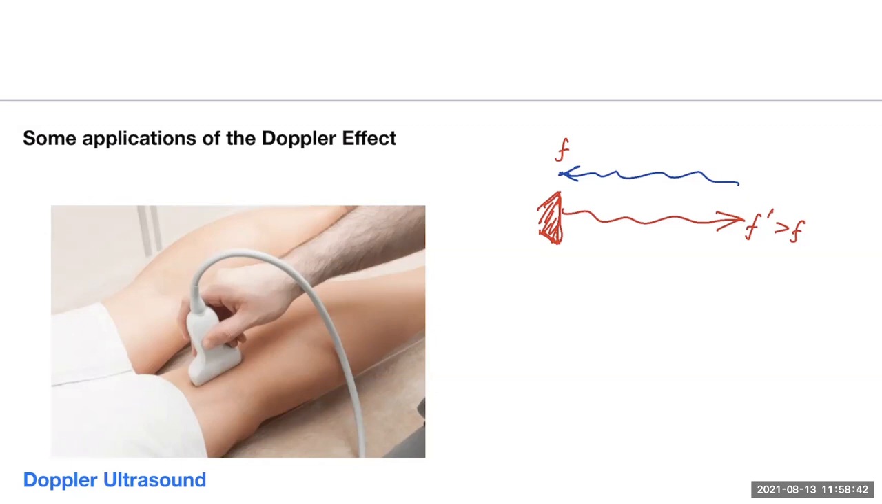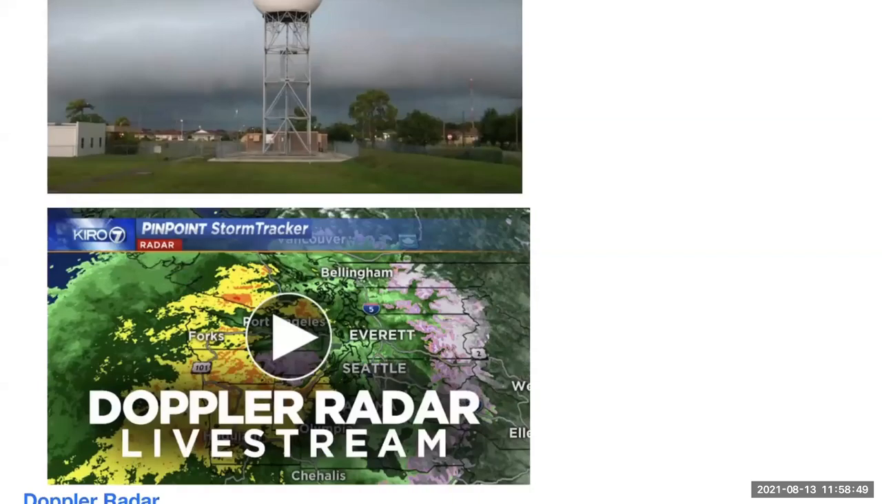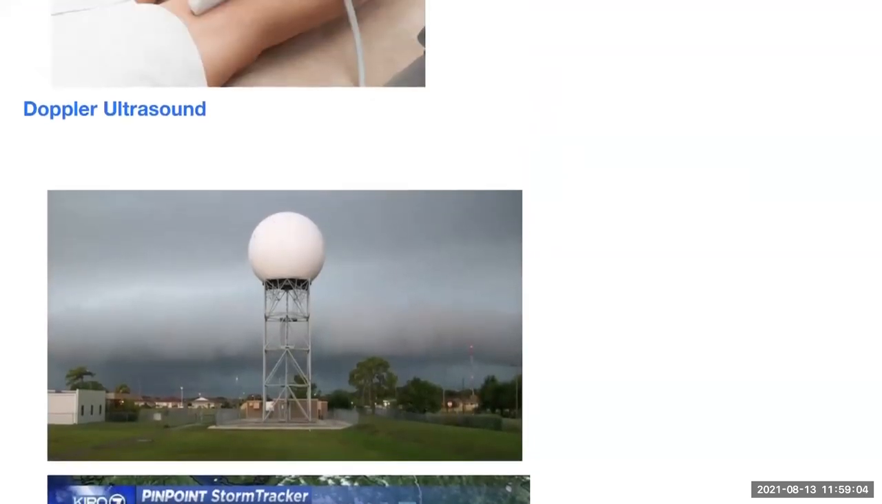Now, another useful application is actually beyond acoustics. It's the Doppler effect applied for radar. We're not going to talk about too many details of how radar works. It's not a sound wave. It's actually an electromagnetic wave. But electromagnetic waves, just like sound waves, have the Doppler effect as well. This is the picture of a large-scale Doppler radar for weather detection. It emits a radar signal, which is an electromagnetic wave. It gets reflected, bounced off a piece of cloud.